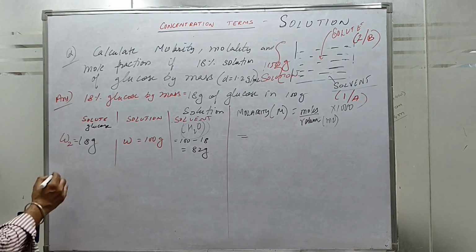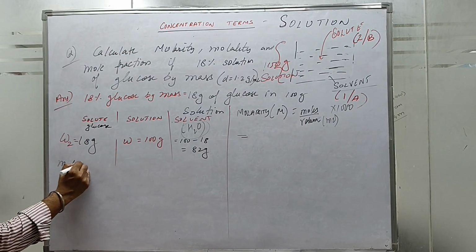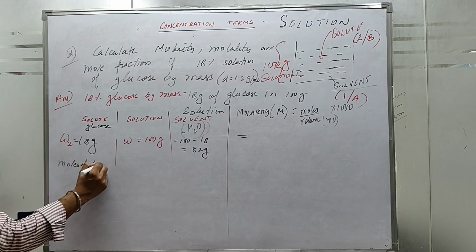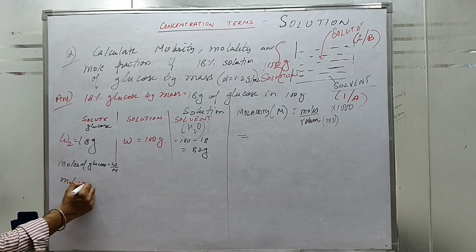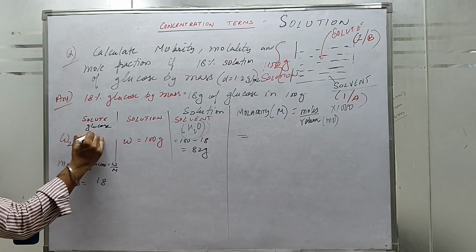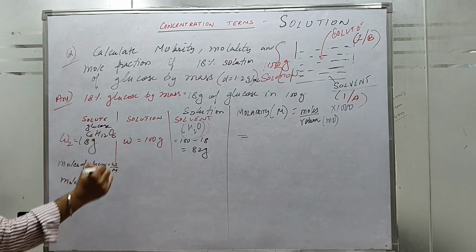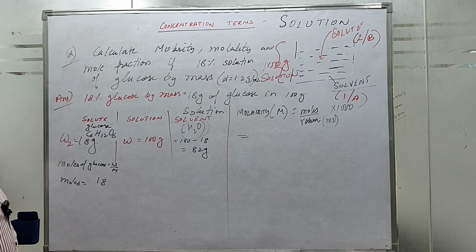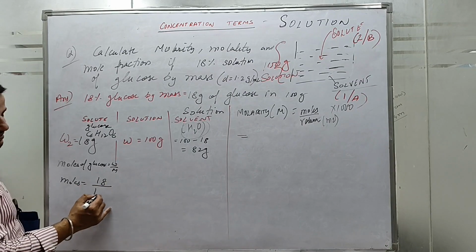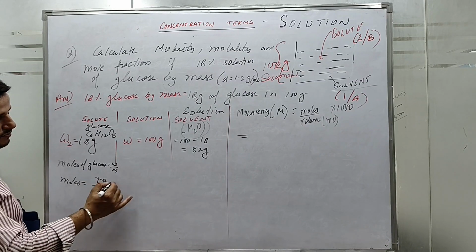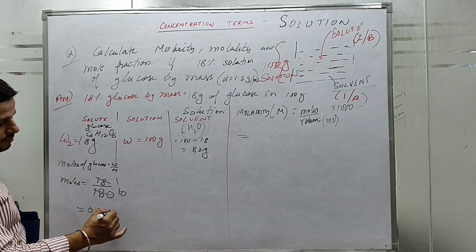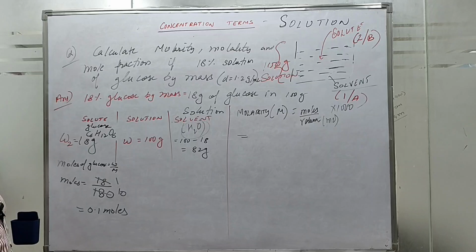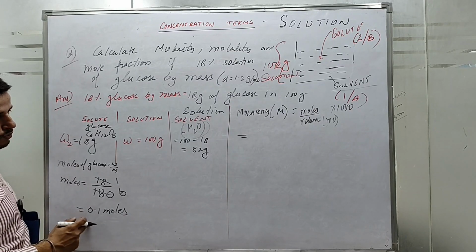So that becomes moles of solute. We have to find moles of glucose, given mass by molar mass. So moles is equal to 18, and glucose is C6H12O6. What is the molar mass? So it is 180. 18 over 180 becomes 0.1 moles. So these are the moles.